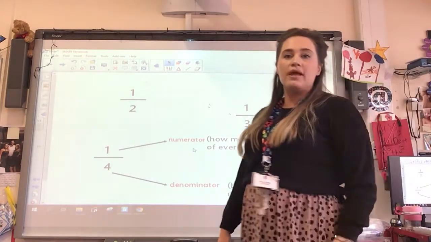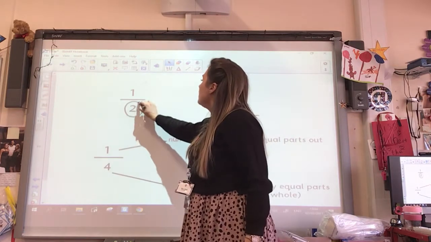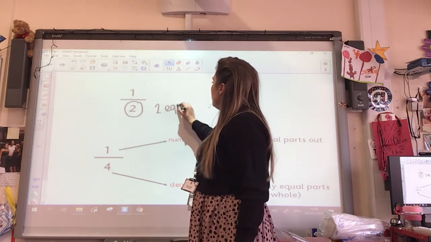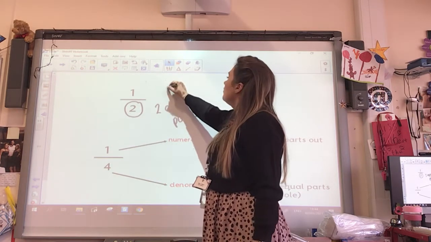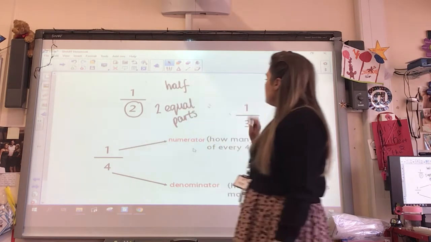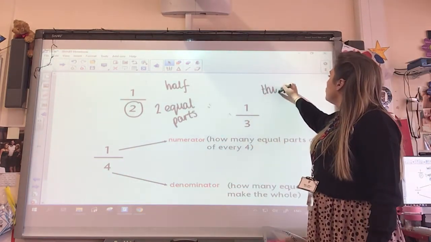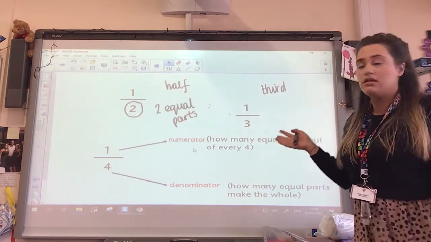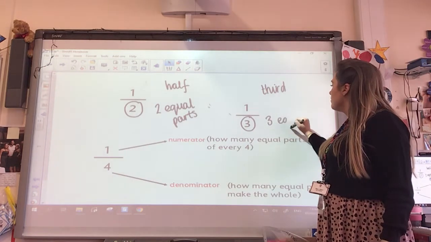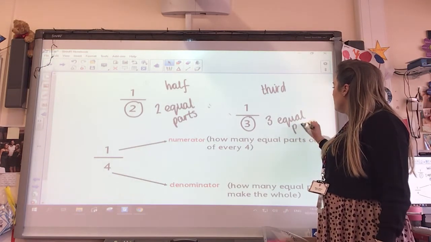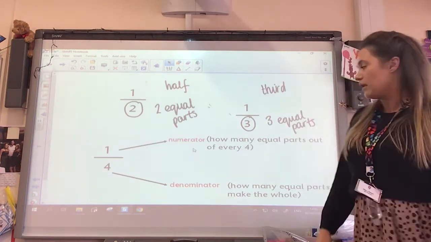Here are some examples of fractions. We've got half here, where your whole has been split into 2 equal parts. So that one's called a half. This one is a third. Just think about first, second and third. This is where your shape has been split into 3 equal parts, and you're going to find one of those 3 equal parts to colour in.